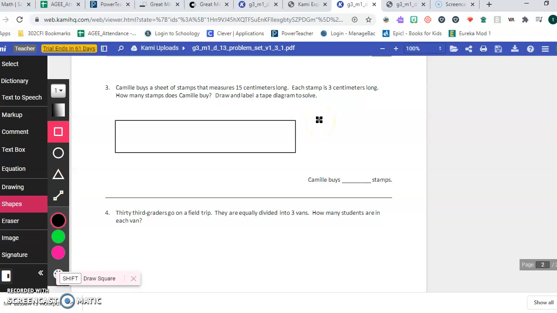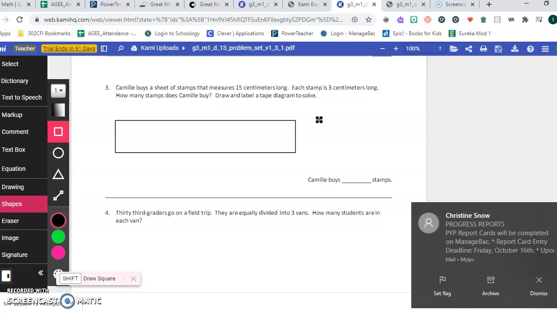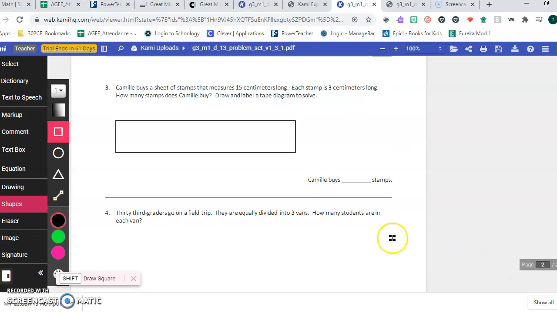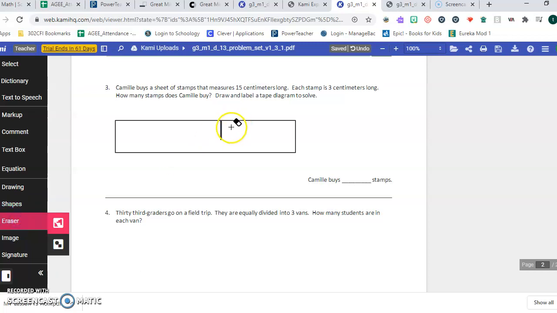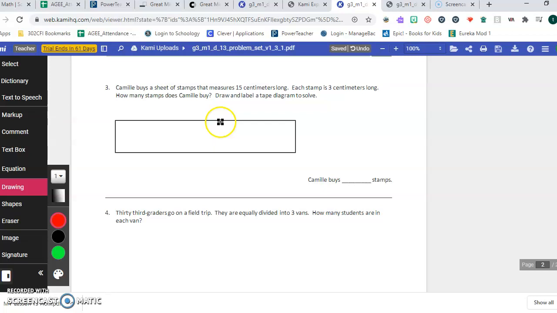So I've got 2 threes to get to 6, 3 threes to get to 9, 4 threes to get to 12, and 5 threes to get to 15. So I've got to break up my tape diagram into fives, and 5 is not an even number, so I'm not going to break it in the middle there. I'm actually going to delete what I just did there. I'm going to use the drawing tool. So I'm going to cut this into 5 sections.